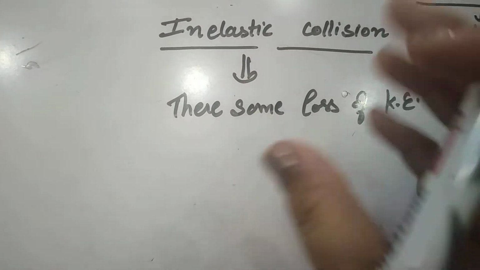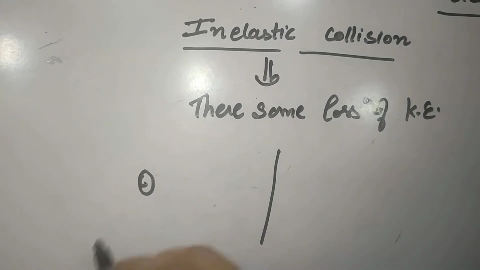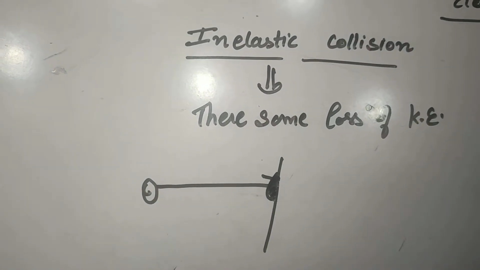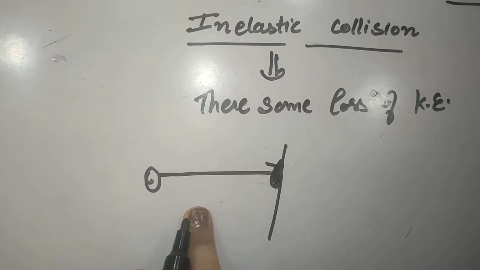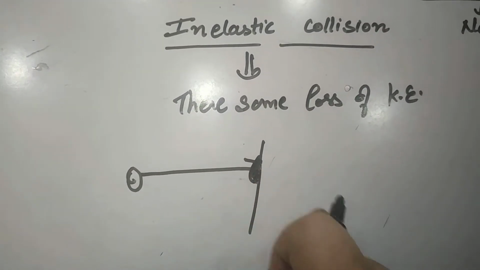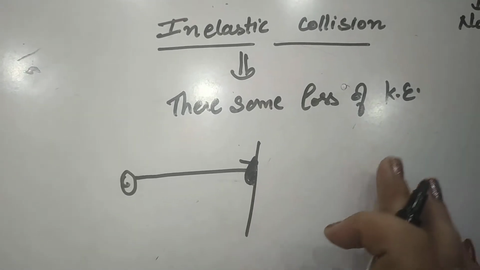For example, you throw mud or clay on the wall. Here it is a clay, you threw it and it sticks to the wall. Initially it is moving with some velocity, so it has some kinetic energy, and when it sticks to the wall, there is a complete loss of kinetic energy since the velocity becomes zero.